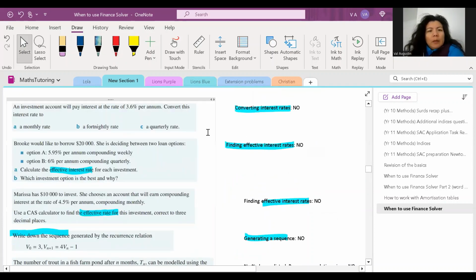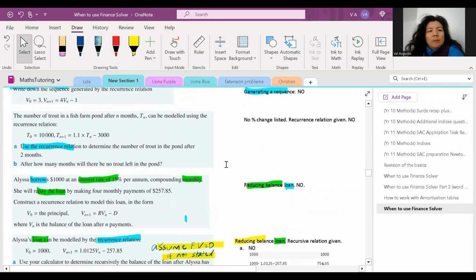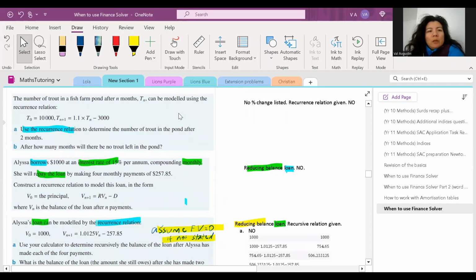Okay. These ones are all no's because you're asked to convert interest rates or find effective interest rates or generate a sequence. With this one, I would not use Finance Solver because there's no percentage change listed and they give you a recurrence relation.